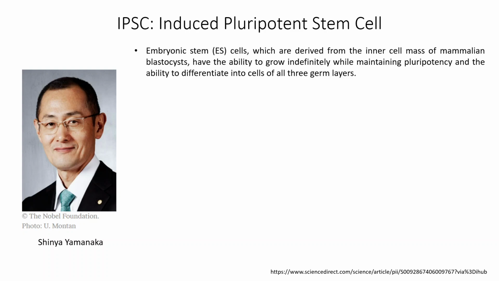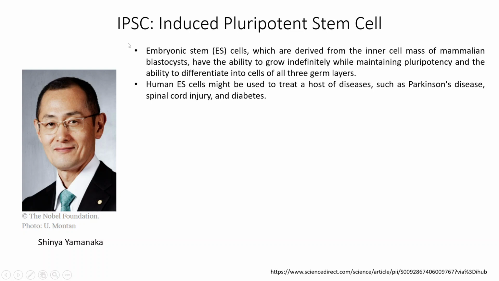So, as you know, these embryonic stem cells, which are derived from the inner cell mass of blastocysts, have the ability to grow indefinitely. So, grow continuously for a very, very long time while maintaining pluripotency. Pluripotency means that they can essentially divide and differentiate into any kind of tissue. They can become heart cells, muscle cells, bone cells, neural cells, anything. Okay, so that's pluripotency, and the ability to differentiate into cells of all 3 germ layers.